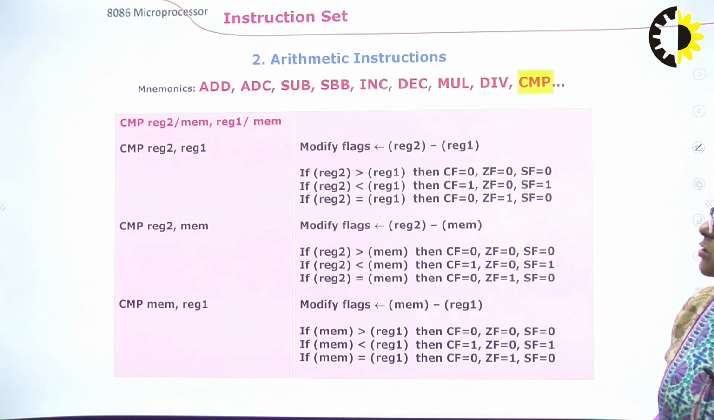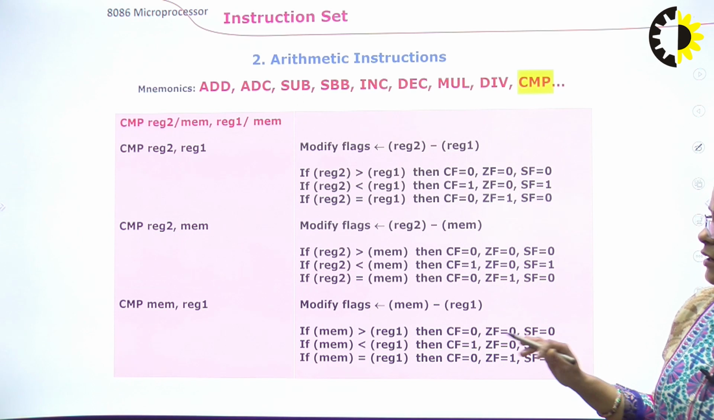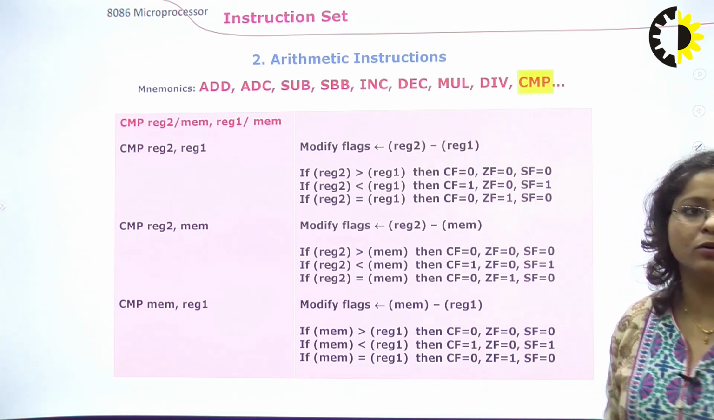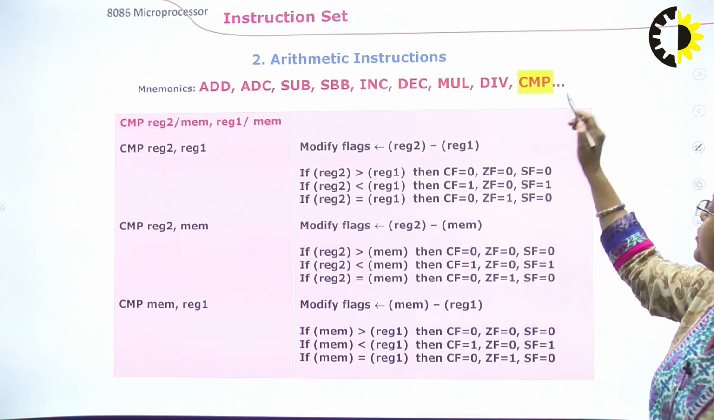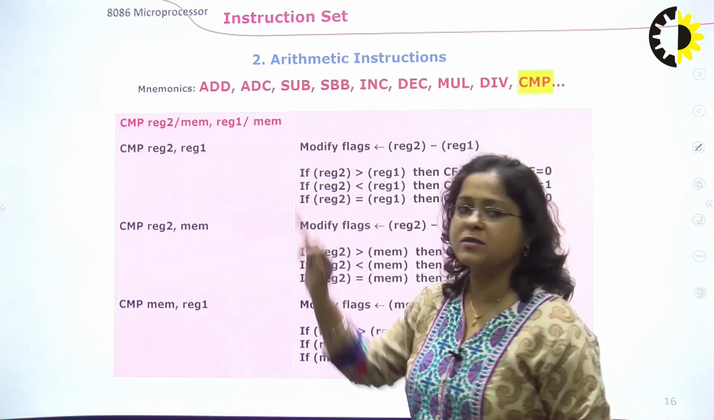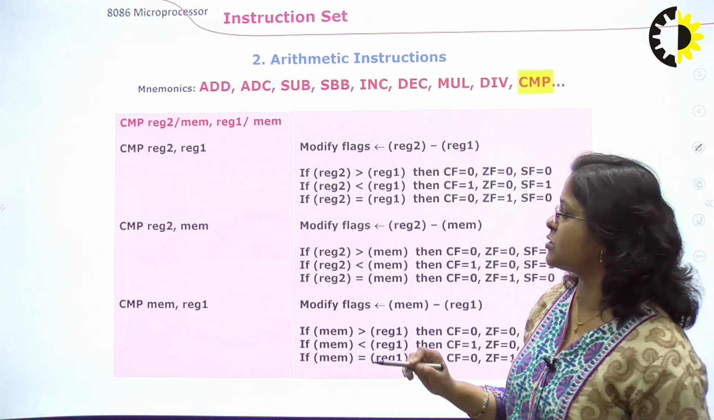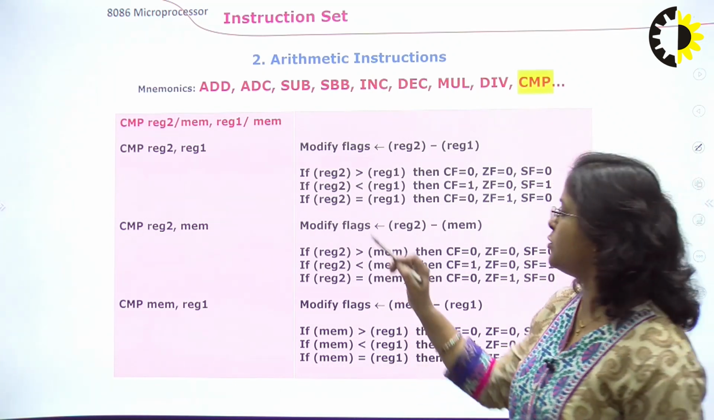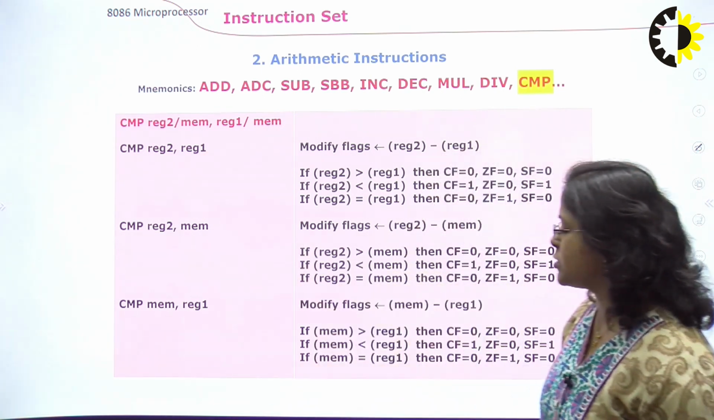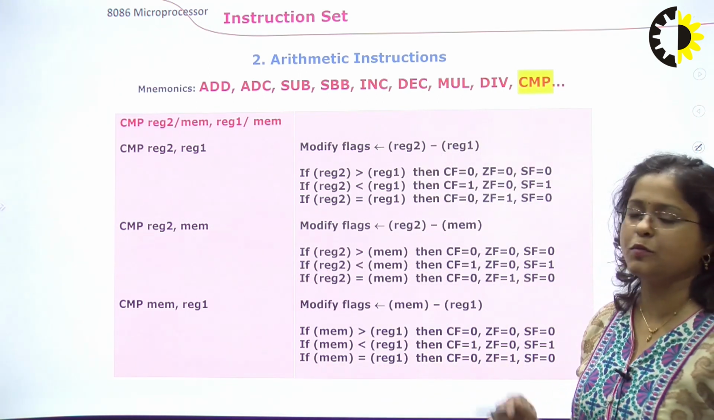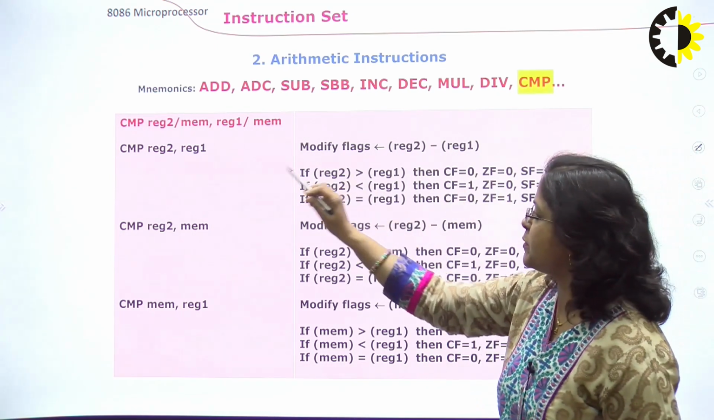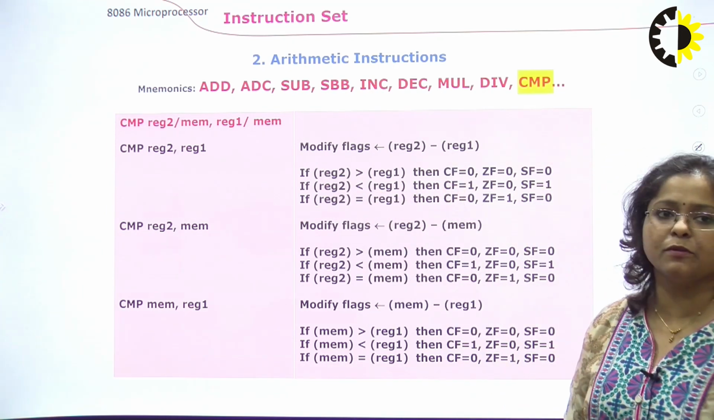Next is the compare instruction. The compare instruction works in exactly the same manner, that is, the first operand minus the second operand, it performs the subtraction. The compare instruction is similar to the subtraction operation, and based on this subtraction, the result will not be changed, only the value of flags will be modified. Both the operands can be a register or memory location, but both the operands can never be memory at the same time.